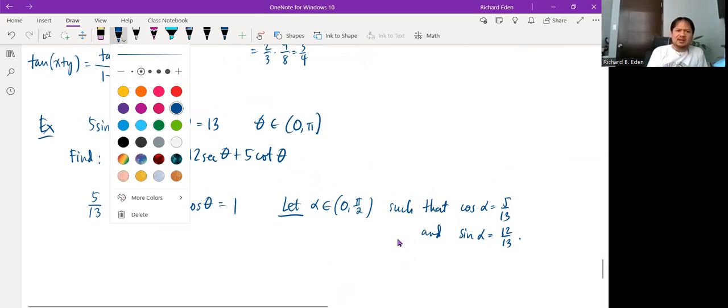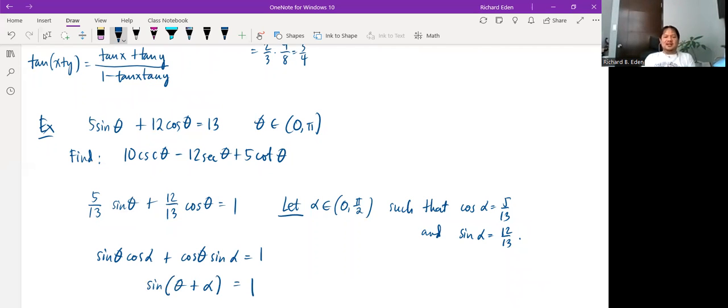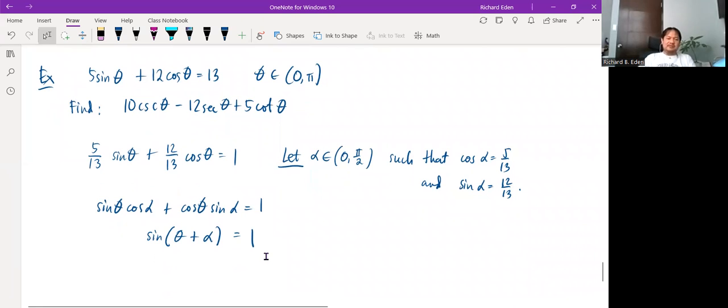So we can rewrite this as ito. Sine theta tapos ng 5 over 13 cosine alpha. And then cosine theta, 12 over 13 is sine alpha equals 1. Now Joshua, tell me, what do we get out of this? On the left side. Sine addition. So it is a sine alpha, sine theta plus sine plus alpha. Equals 1. All right. Okay. Well, actually, that's a nice value. The sine of theta plus alpha equals 1.